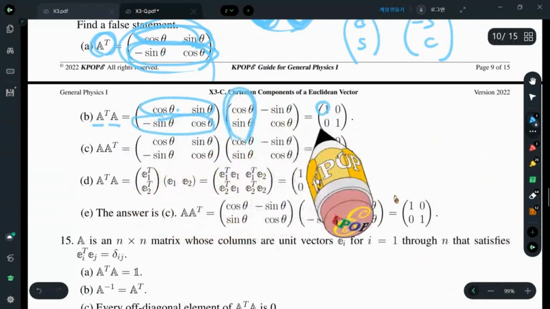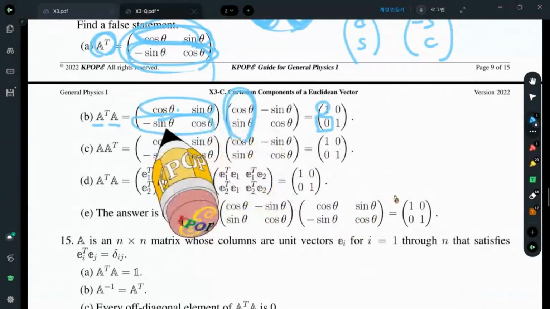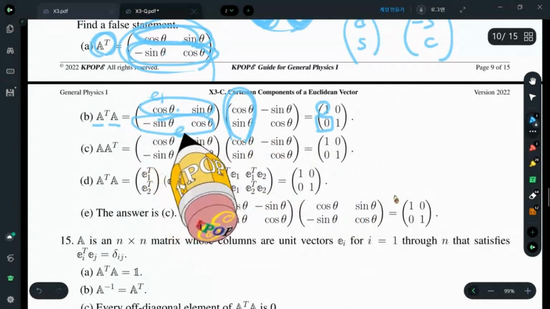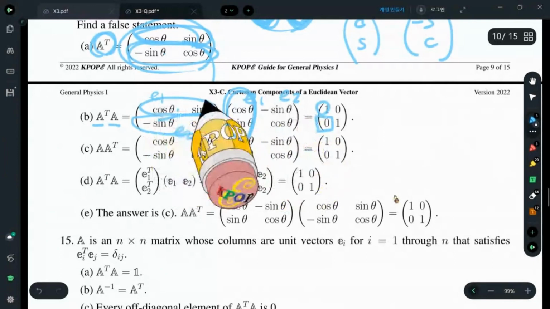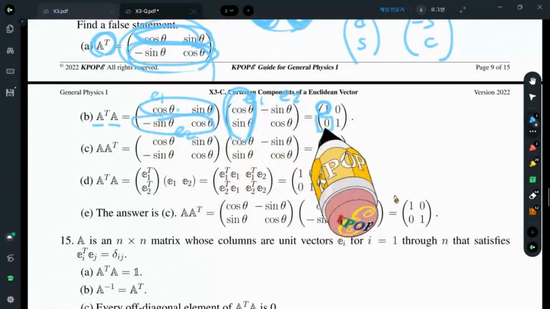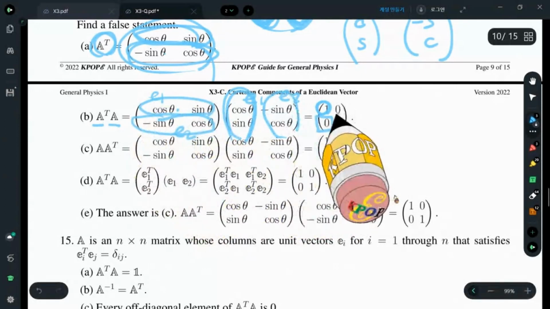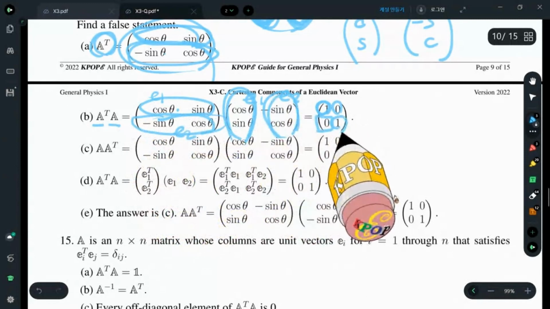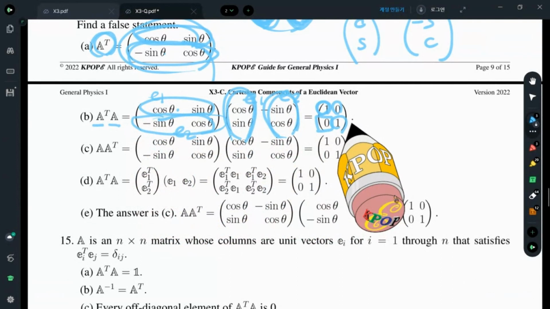These cancel, because this one represents E1 and this one represents E2, and this one represents E1 and E2. E1 dot E1 is 1, E2 dot E1 is 0. In a similar manner, E1 dot E2 equals 0, and E2 dot E2 equals 1. Aha, it is the identity matrix.